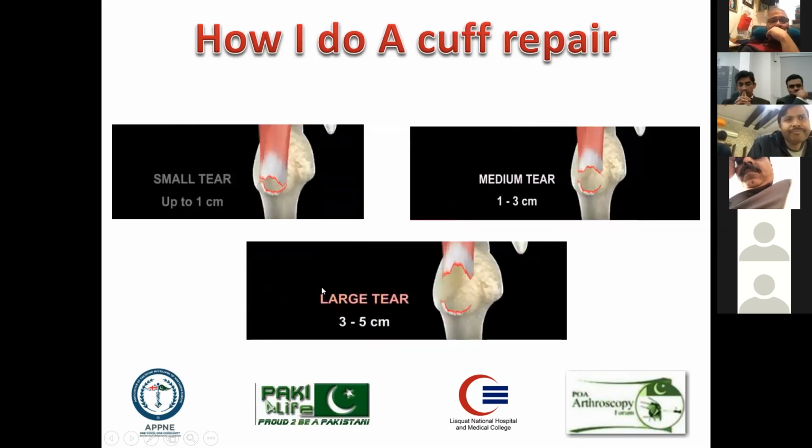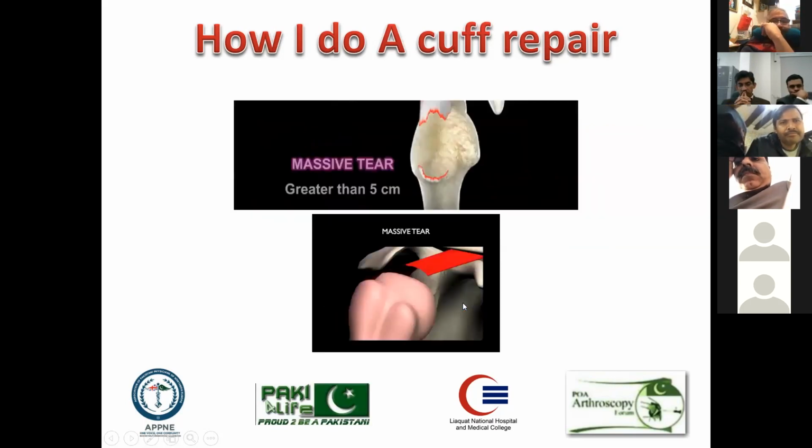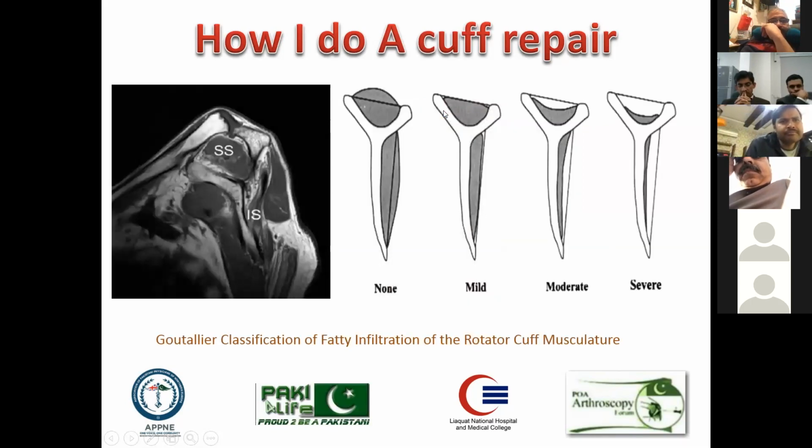Okay, so if you look at the picture, there is some attachment still left in the small tears. The medium tears are just about separating, and the large tears are separated from the tuberosity. The massive tears are nowhere to be seen, and they're retracted, and you can't bring them together. Okay, so then what I do is I do an MRI scan of these patients. So first of all, I clinically examine them, then I scan them, then I classify them, then I need to know if I can repair them or not. If they're more than 5 centimeters, then I know I can't repair them.